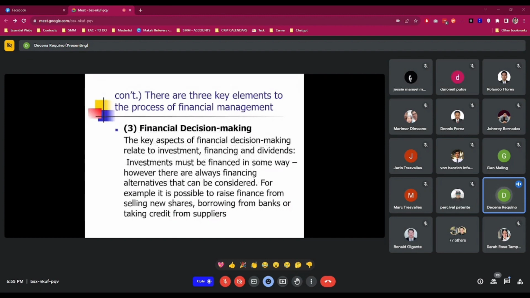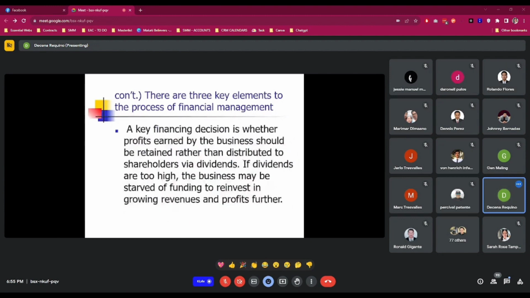Number three, na key element is yung financial decision making. The key aspect of financial decision making relates to investment, financing, and dividends. Investment must be financed in some way, however, there are always financing alternatives that can be considered. For example, it is possible to raise finance from selling new shares, borrowing from banks, or taking credit from suppliers.